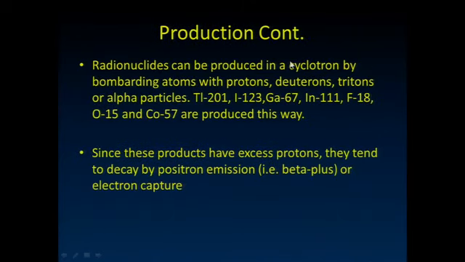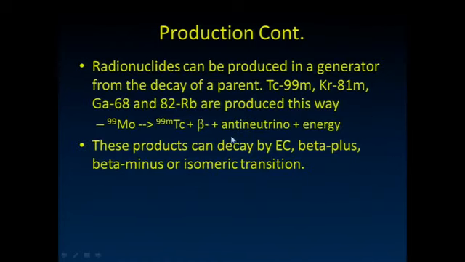We can also produce them via cyclotron by bombarding atoms with protons, deuterons, alpha particles. Thallium-201, gallium, indium is another nice example. Fluorine, F-18 can be produced that way. And since these have excess protons, they tend to either decay by positron emission or by electron capture. Okay? In general, some of the smaller ones tend to undergo a little bit more positron emission, some of the larger ones a bit more electron capture. That's just kind of a general rule of thumb.